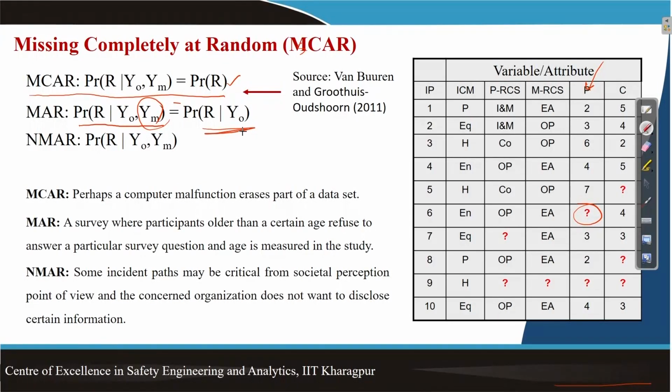Here, given y0, so only observed data. So that means if this is missing, it has some link with the observed data in this data matrix, and it will give then what will happen if it is not completely random, because there is some relation. Okay, so that you can do.